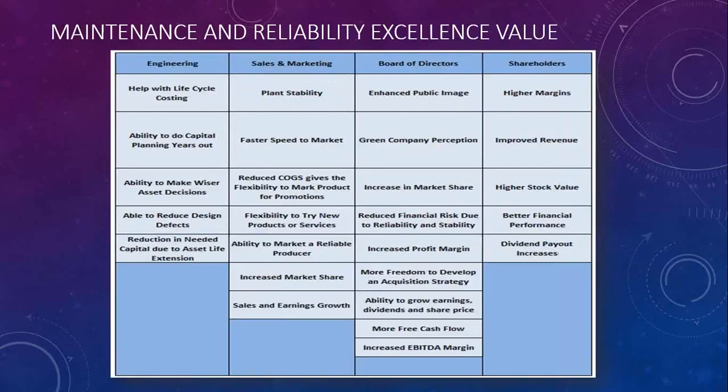Then you've got the engineering perspective, with helping with life cycle cost, helping do capital planning, those types of things. As you're trending on equipment, the failures and failure modes that you're finding with the ultra probe give them data to be able to make good decisions when they go to acquire new assets. From a sales and marketing perspective, plant stability, faster speed to market, because your ability to run product is there. You're reducing the cost of goods sold, which helps them lower costs in the market, so that you're arming them with something to go to bat for.